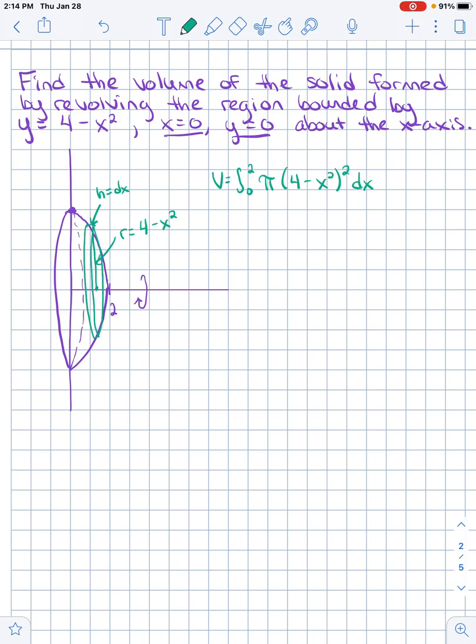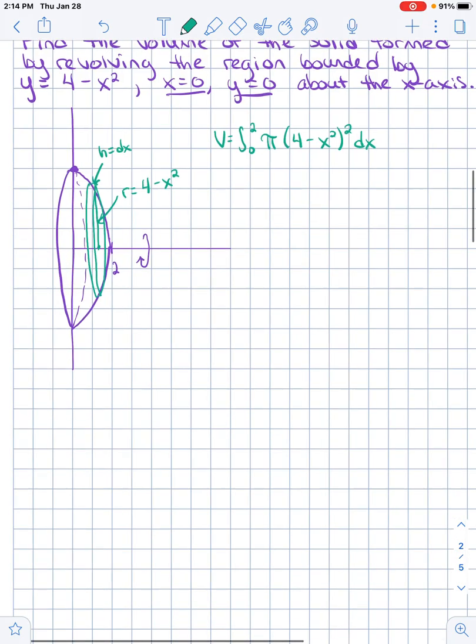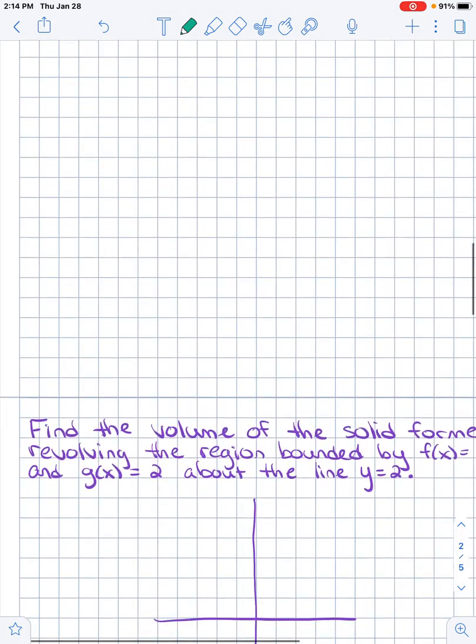Now I will tell you though, you cannot use u substitution, because if u is 4 minus x squared, then du would be negative 2x, and we do not have a negative 2x in this. So your method in solving this would be to FOIL out 4 minus x squared, multiply it by itself, and then just use the power rule. Okay, I'm going to let you finish that one.